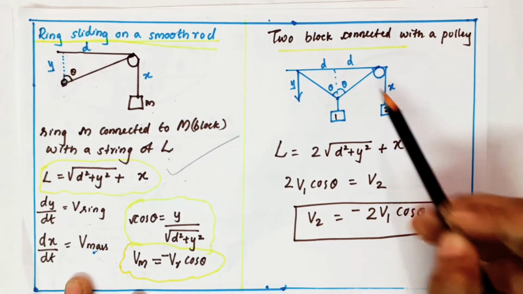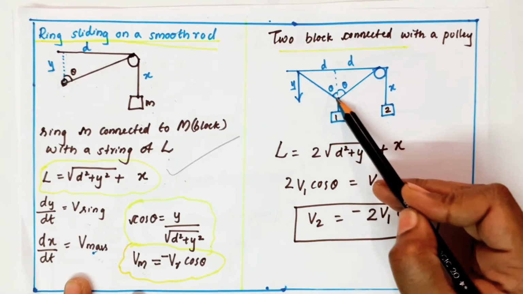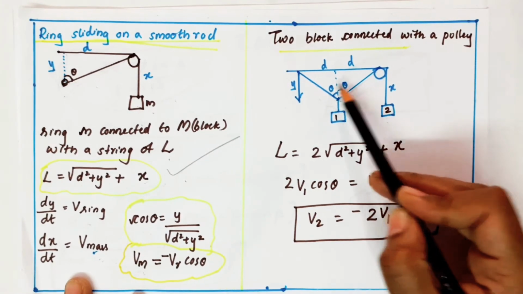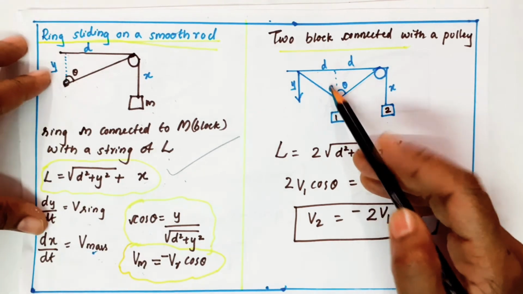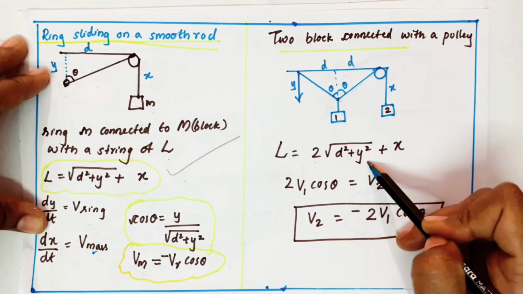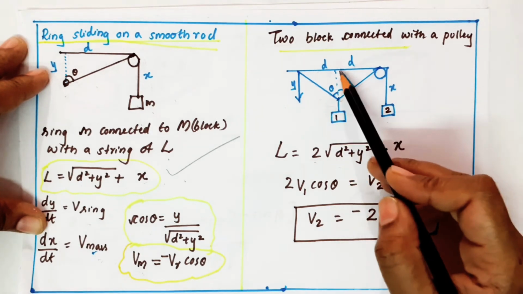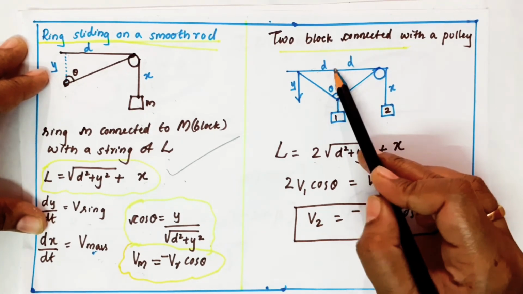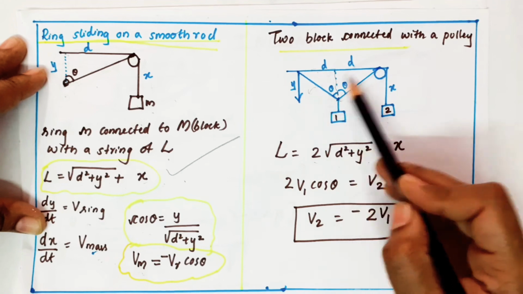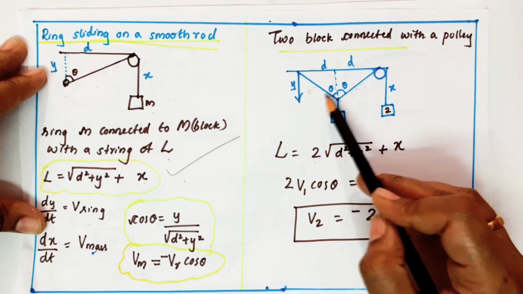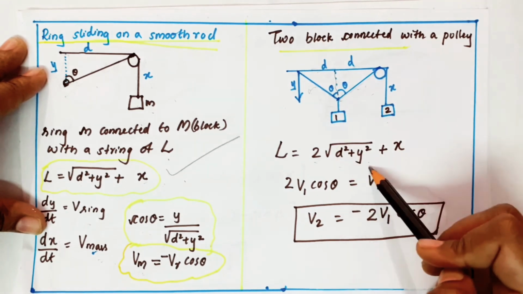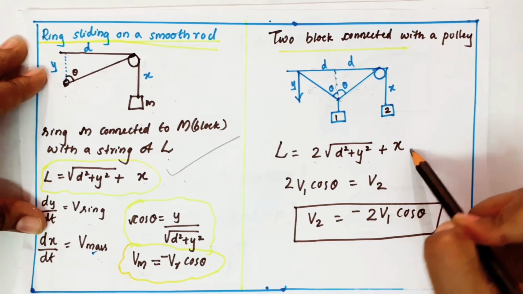How can I find the L? I can take this hypotenuse, they both are equal because this is d, this is d. So we can take 2 into root over d square plus y square. I feel you people understood, because this is y, this is d. This will be root over d square plus y square. This also will be root over d square plus y square. So adding these two, 2 root over d square plus y square plus this length will be L.